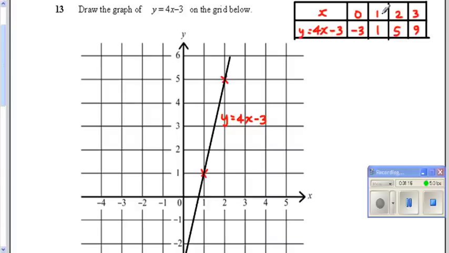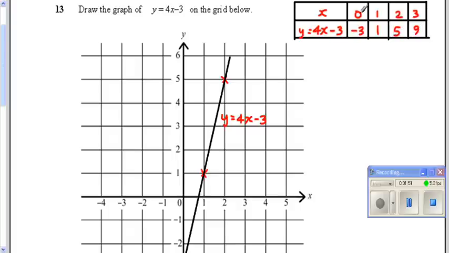Then we're going to work out for x is equal to 1. So 4 times x is 4 times 1, which is 4. Take away 3, so y is equal to 1. And then finally, when x is equal to 0, 4 times x, so it's 4 times 0, which is 0. Take away 3, so we've got y is equal to minus 3. The purpose of that is now we've got an x and a y coordinate. We've got 1, 2, 3, 4 points that we can plot if the grid is big enough.